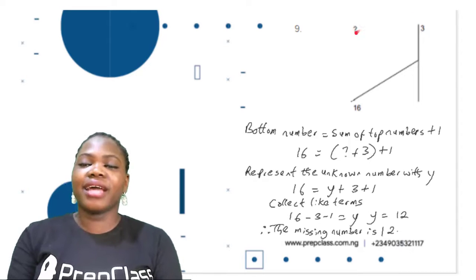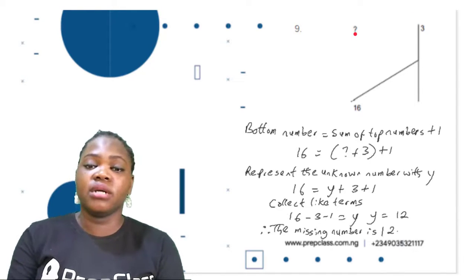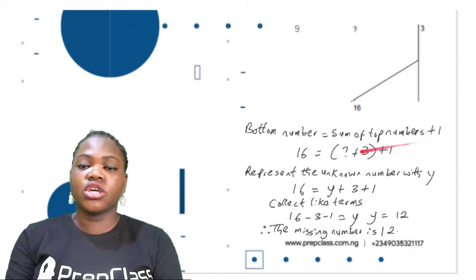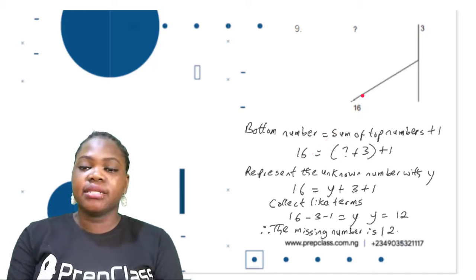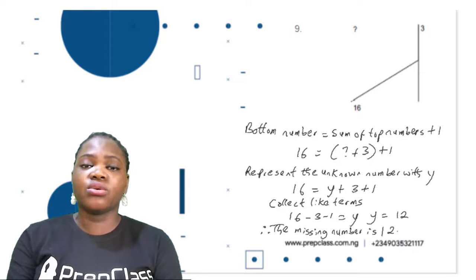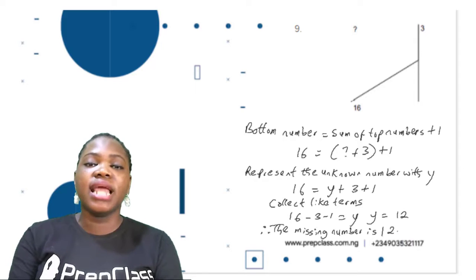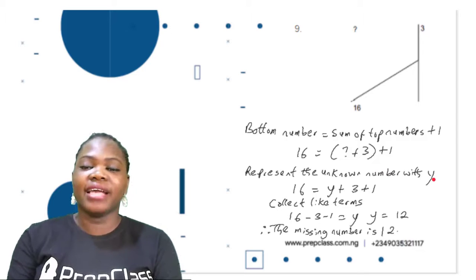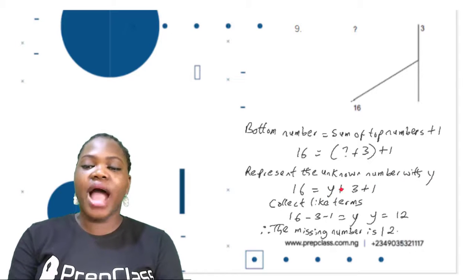Okay, now let's look at this. We are asked to find the missing top number. Bottom number is equal to sum of top numbers plus 1. So the bottom number here is 16, and that will be equal to the unknown number plus 3 plus 1. The unknown number is represented with a question mark here. But instead of using a question mark, let's use algebra to represent unknown numbers with a letter. In this question, I'm going to be using letter Y. So 16 equals Y plus 3 plus 1.